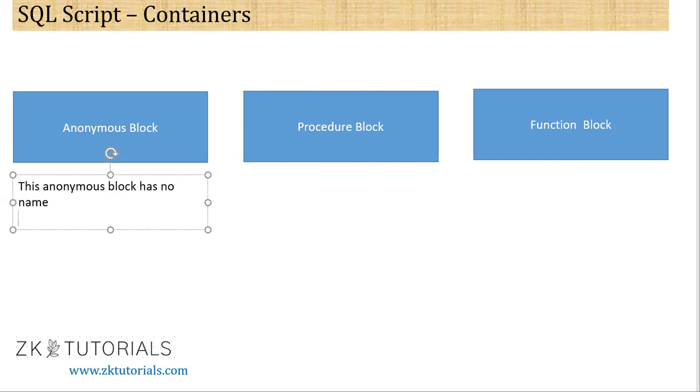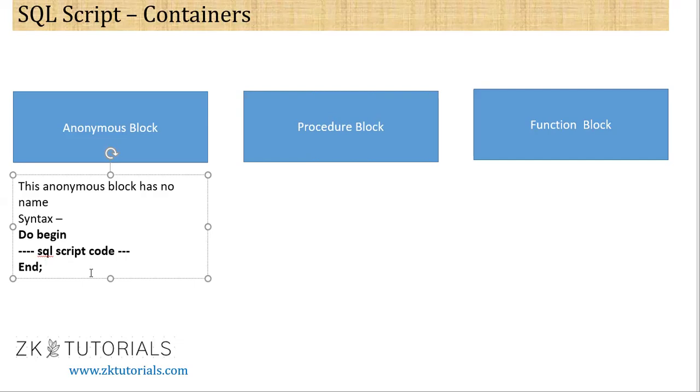So what is the syntax to do that? How can you create an anonymous block? You write DO BEGIN, then you write your SQL script code, then END. That's all. As I told you, every line in your SQL script code ends with a semicolon. So what is an anonymous block? The block which has no name. What is the syntax? DO BEGIN, write your SQL script code, and END. I hope this one is clear, guys.